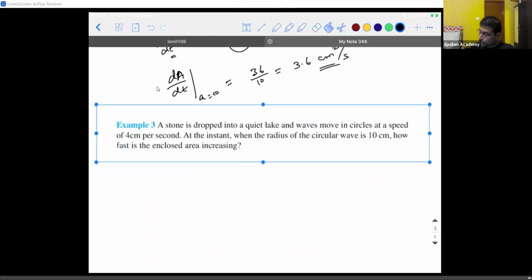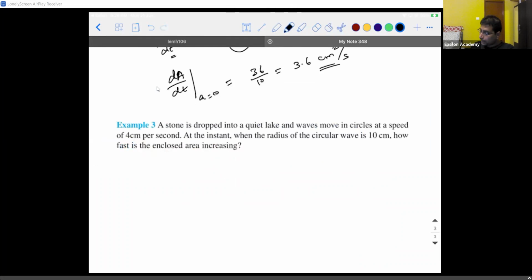So a stone is dropped into a quiet lake and waves move in a circle at a speed of 4 centimeter per second. Okay, I hope you're able to visualize it. So there is a lake into which a stone is dropped, and you can observe the circular ripples that are being formed. At the instant when the radius of the circular wave is 10 centimeter, how fast is the enclosed area increasing?